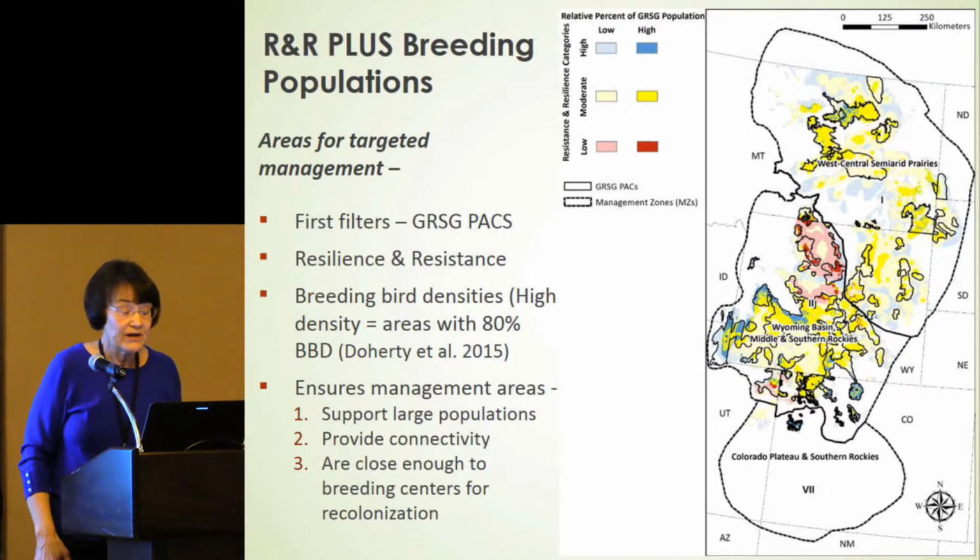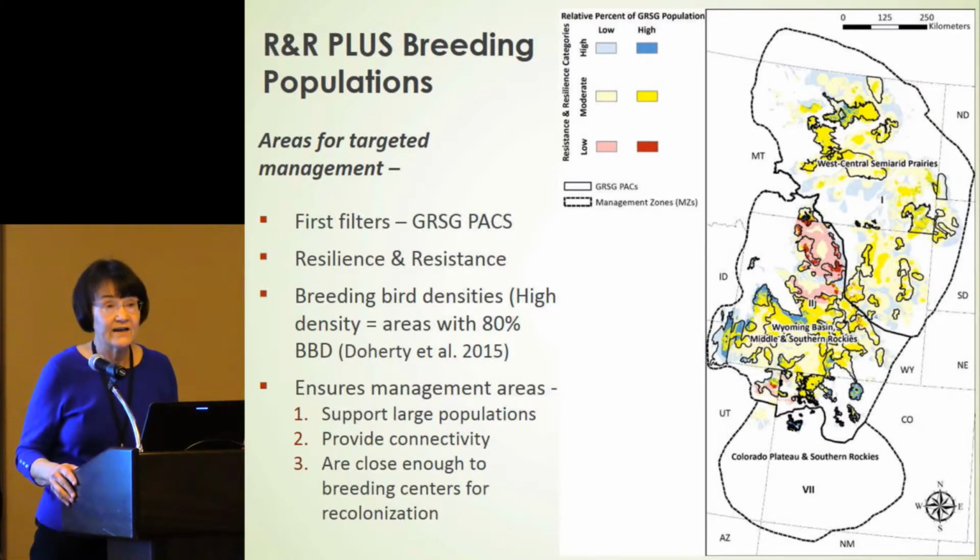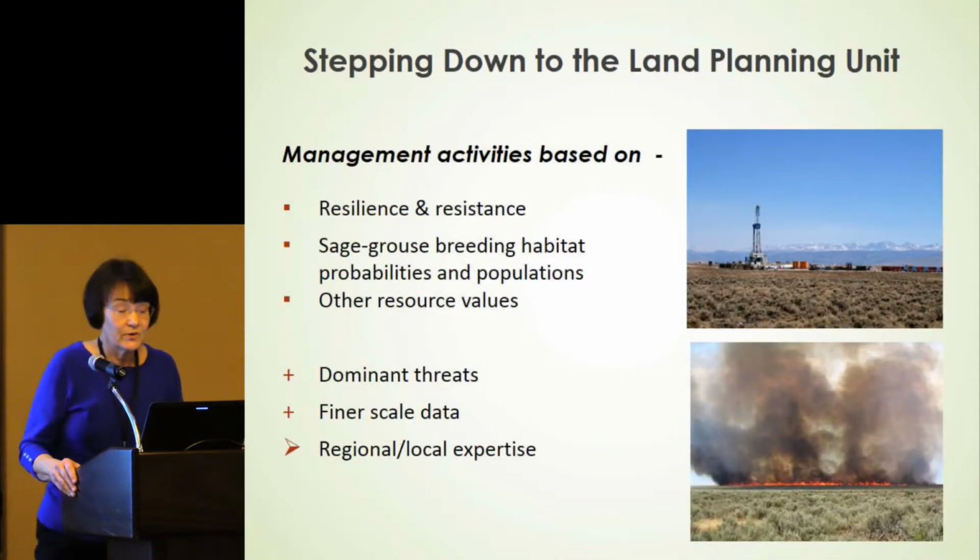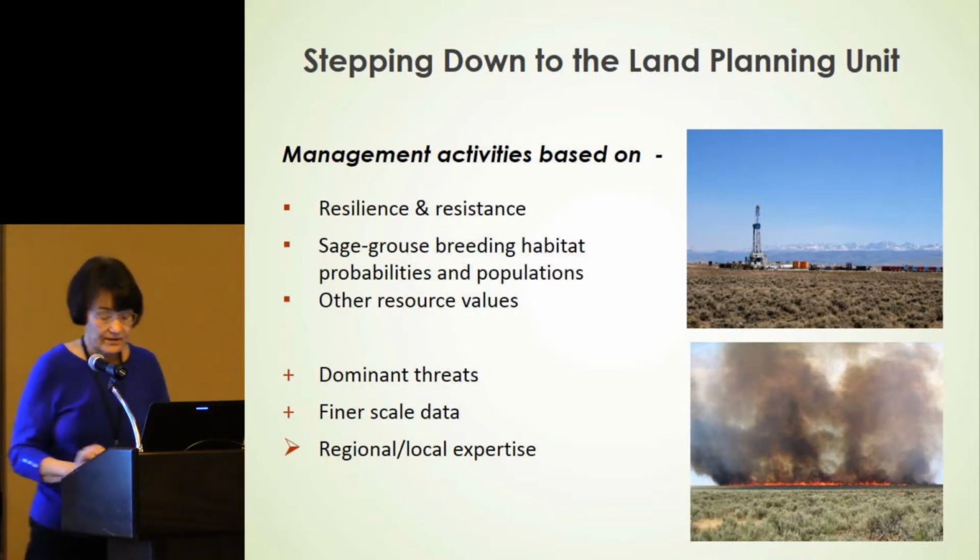Now, using the breeding bird index ensures that when we select management areas, we're including areas that support large populations of birds, that provide connectivity among the different populations, and that are close enough to breeding centers for recolonization of the birds. When we begin stepping down to the land planning unit, we can couple our understanding of resilience and resistance with our greater sage-grouse breeding habitat probabilities and other resource values. At this point, we want to begin to overlay those dominant threats in the area, and we can use finer scale, higher resolution data if it's available, and rely on regional and local expertise.